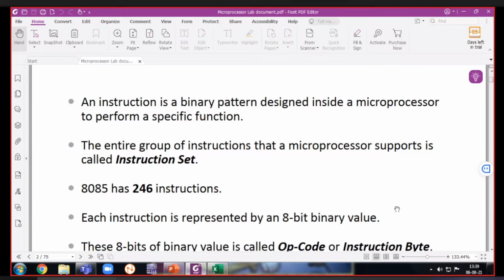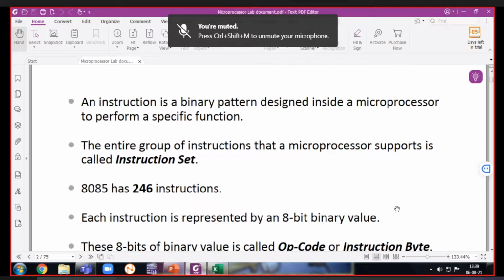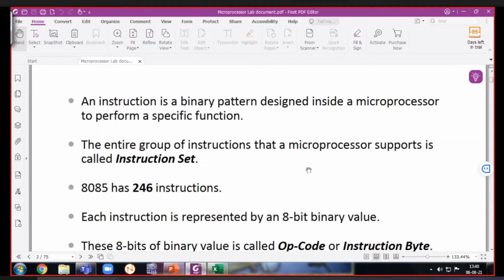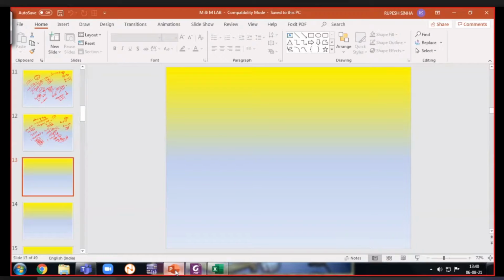8085 has 246 instructions. But we cannot really say 246 separate instructions, because sub-instructions are there. Like, if you see, suppose we have the add instruction.